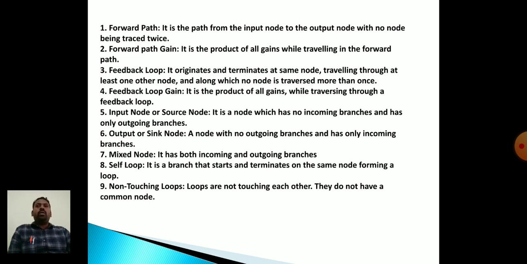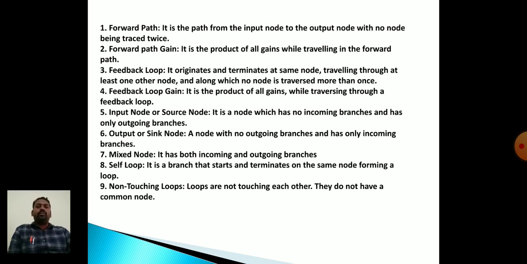Path gain is the gain of that particular forward path. If there is one forward path, you go on multiplying the transmittances. If there are two forward paths, you go on multiplying the transmittances. If there are 2, 3, 4, accordingly you have to take the path gain of all those paths. So it is the product of all the gains while traveling along the forward path.